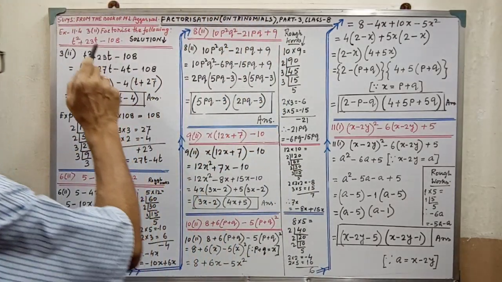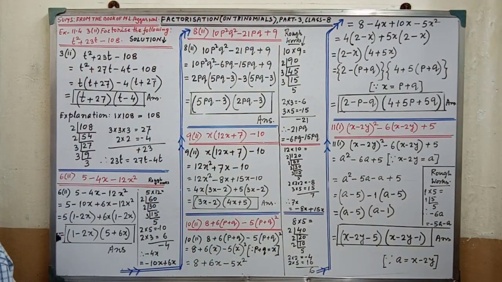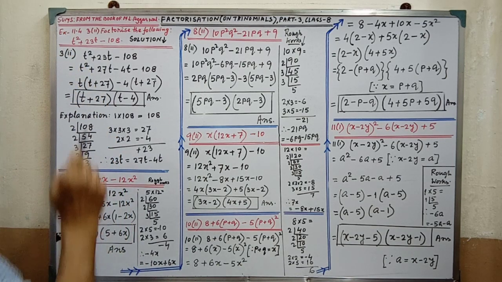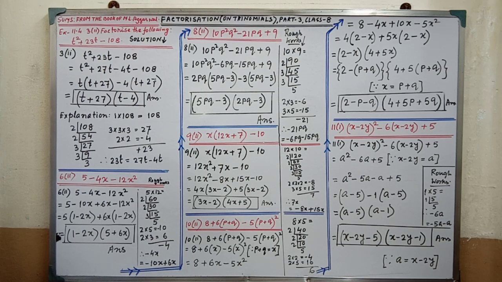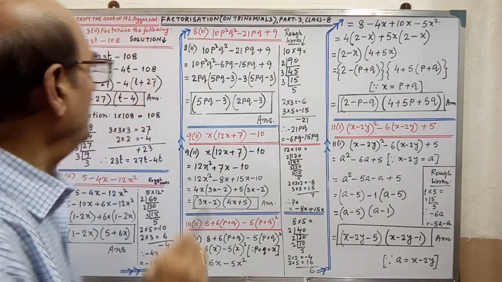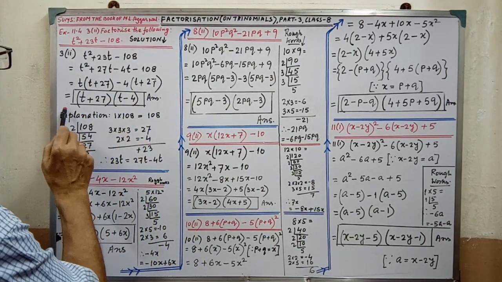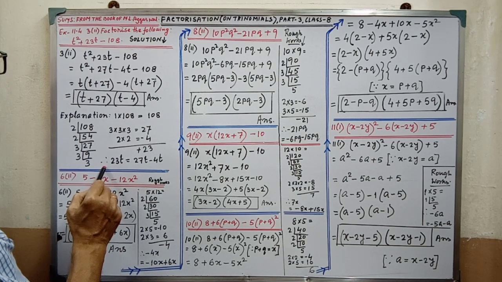Please pay your attention. These sums are given from M.L. Agarwal, exercise 11.43 part 2: t square plus 23t minus 108. How you have to break the middle term, that process explanation is given here.